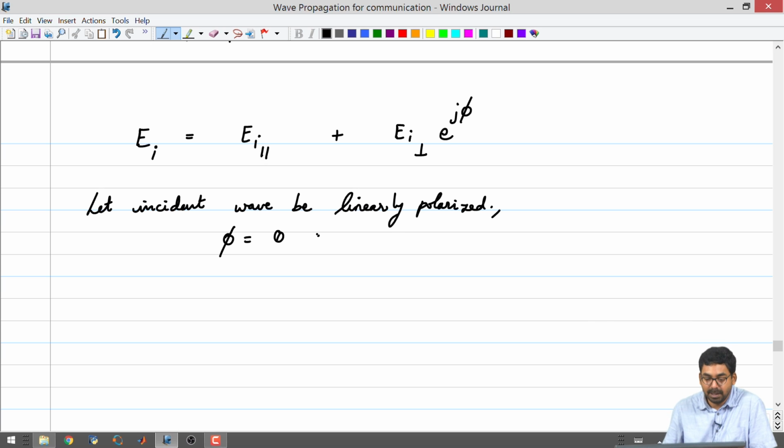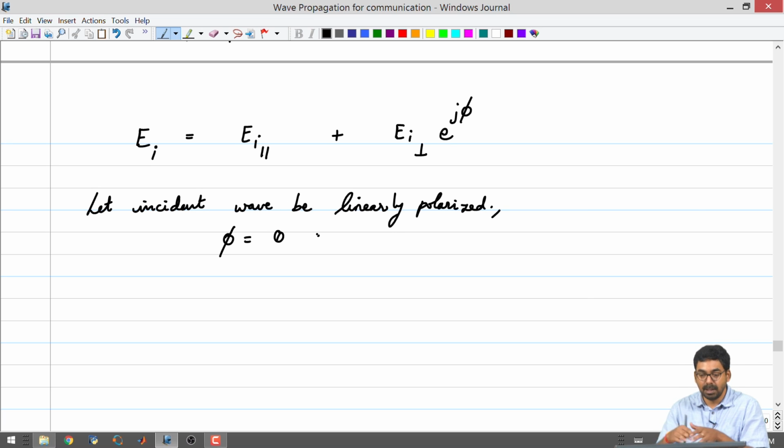You will be having EI is equal to EI parallel plus EI perpendicular. Then you will take the EI parallel component and do the calculations for the reflection coefficient. You will take the EI perpendicular component and calculate the reflection coefficient. In both these cases, you will be able to calculate the reflected wave ER, and then once you get ER parallel and ER perpendicular, you will just add the two to get the net reflected electric field in medium number 1.